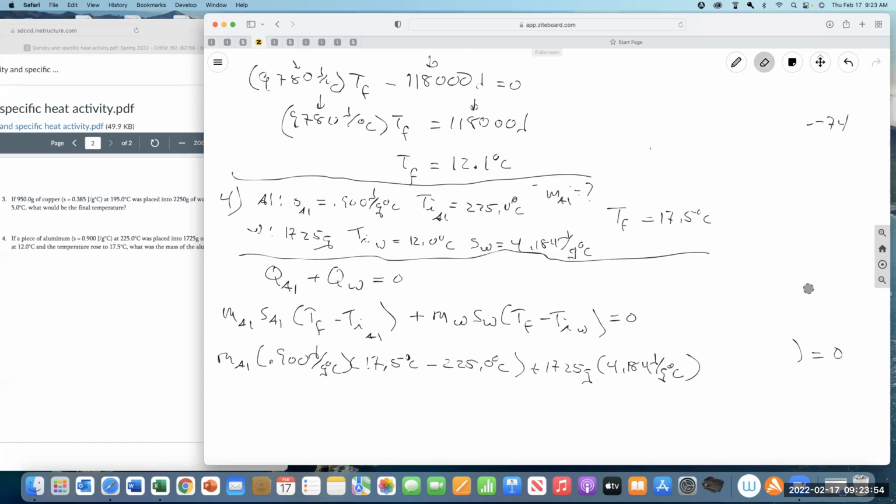And then we have TF 17.5 and TI of the water was 12. Equals 0. And so this is just a number here. And by the way, when you do this, this is 5.5. See that? I had to kind of skip a step here. So then I have mass of the aluminum times 0.9. I'll just put this step in. 17.5 minus 225. This is negative 207.